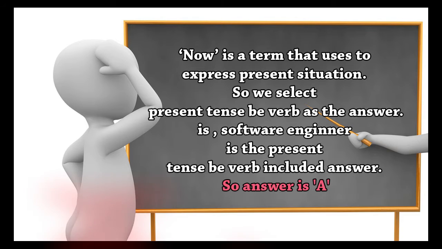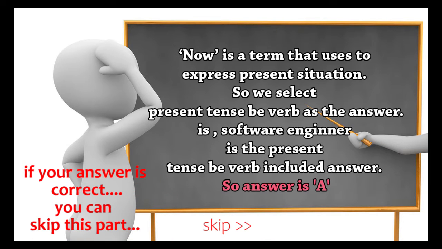"Now" is a term that is used to express a present situation. So we select the present tense be verb as the answer. "Is a software engineer" is the answer that includes the present tense be verb. So the answer is A.